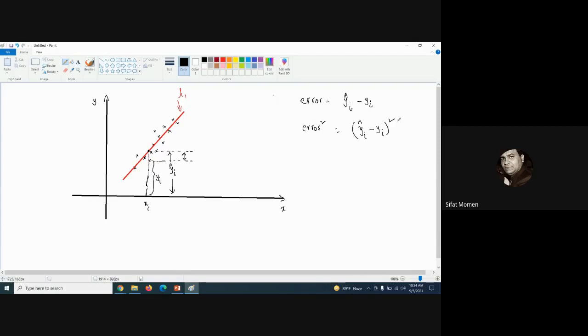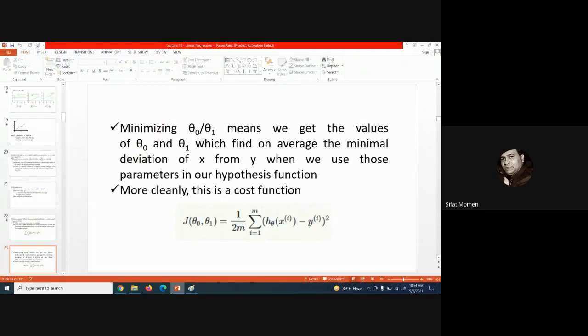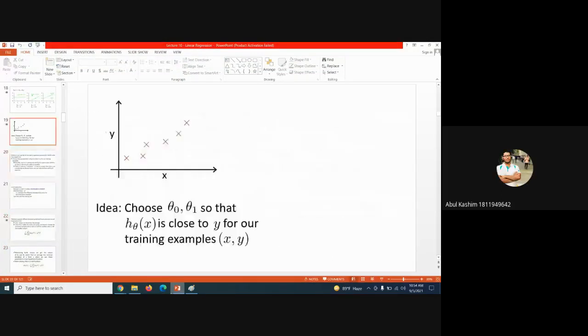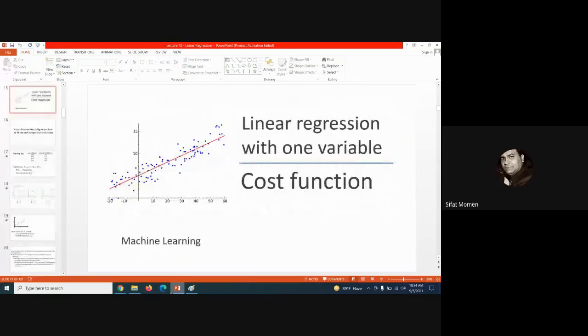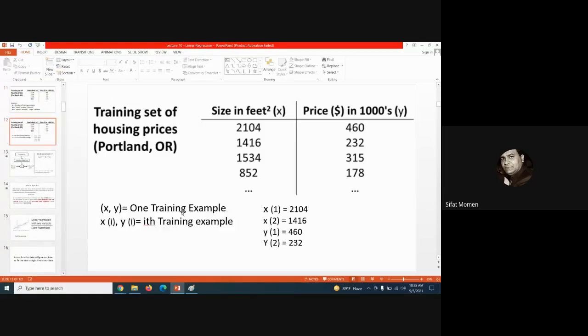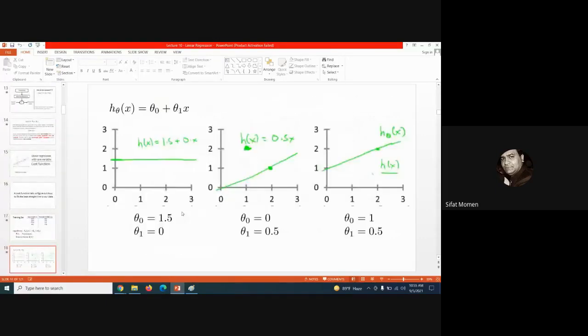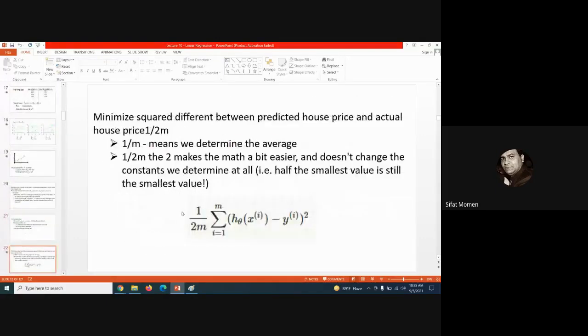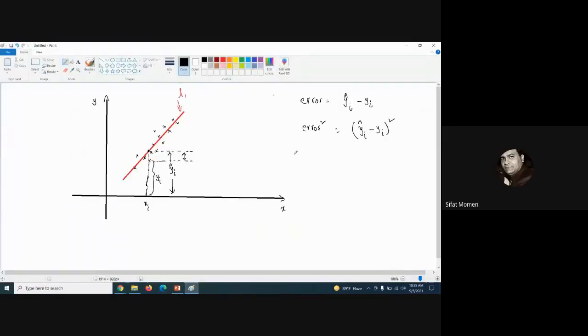So what would be the total error? This is the error for one data point. How many such data points do we have in my training set? We have said there are m data points. For each data point there is an error, right? So what is the error over m data points?